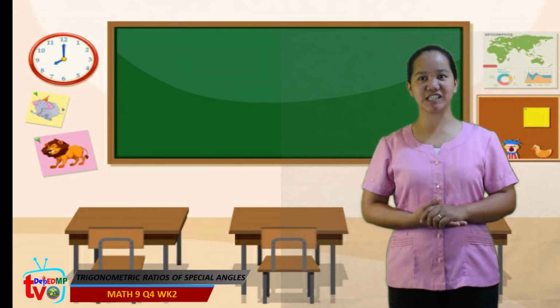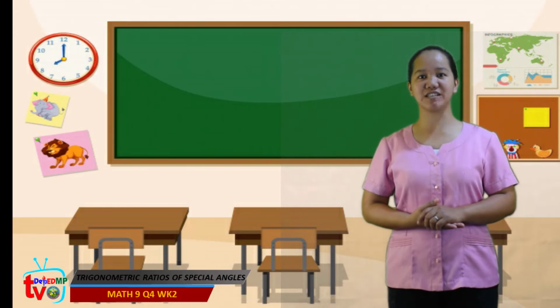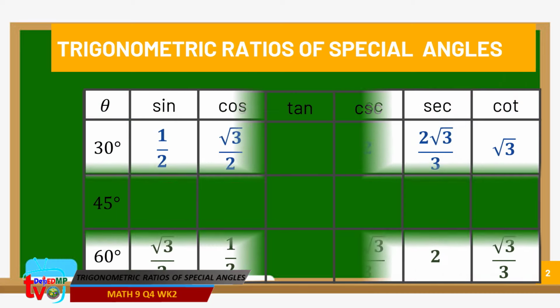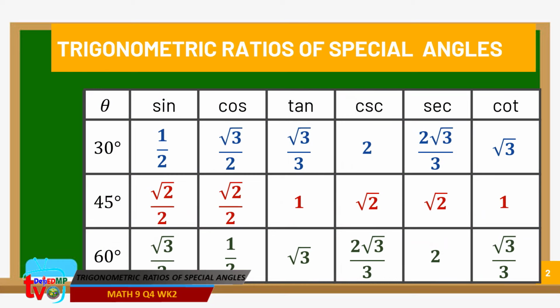Sum up what we have just learned by filling up the table of trigonometric ratios of special angles on page 9. Pause this video, then fill it up. Now let us check your answer by comparing it with the answers shown on your screen. You may pause this video while checking.